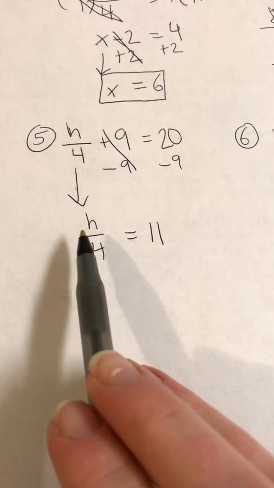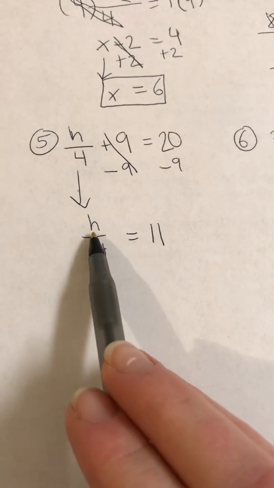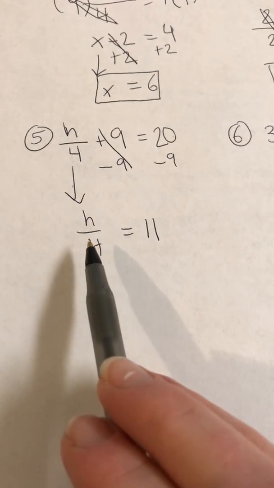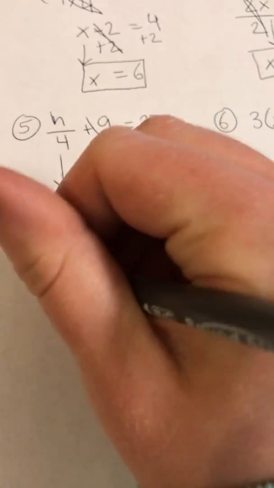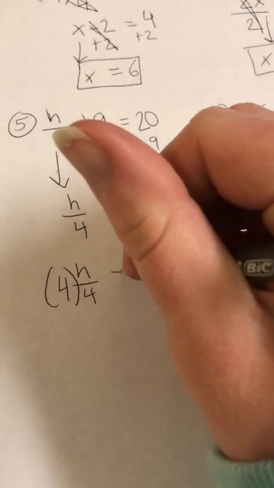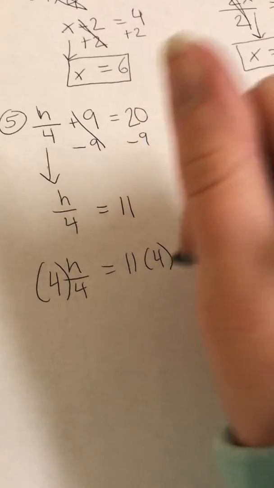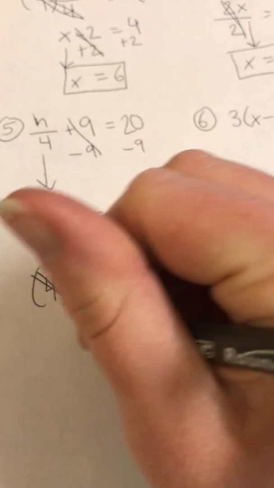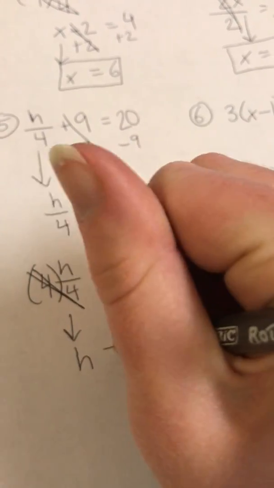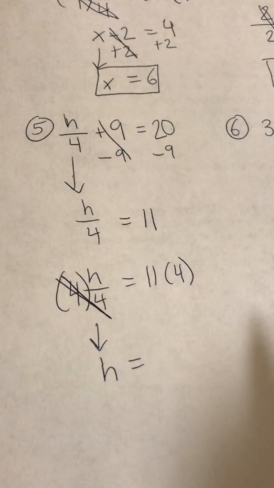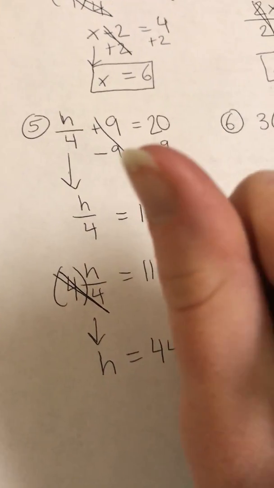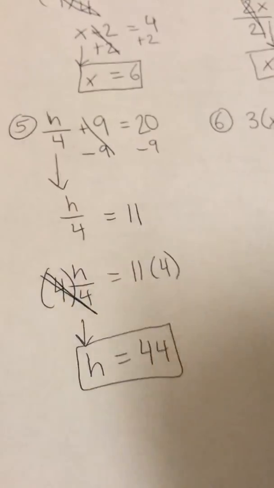Now we have to get this h by itself still. So this h over 4 is showing division, so we're going to have to multiply both sides by 4. So we have h over 4 times 4 equals 11 times 4. This is going to cancel that out. We're going to bring that h on down. 11 times 4 is going to give us 44. H equals 44.